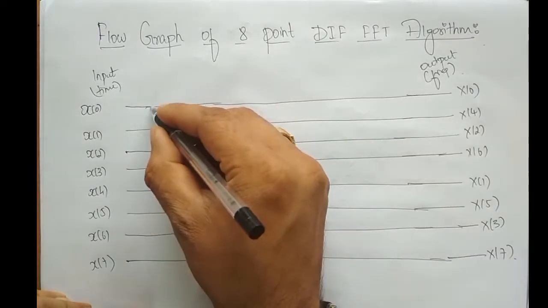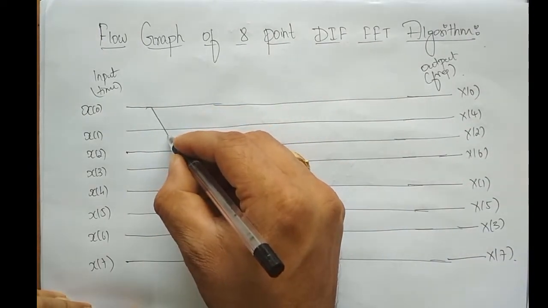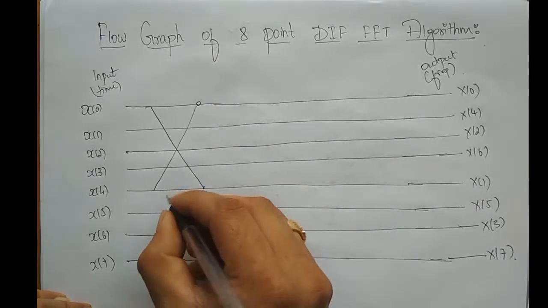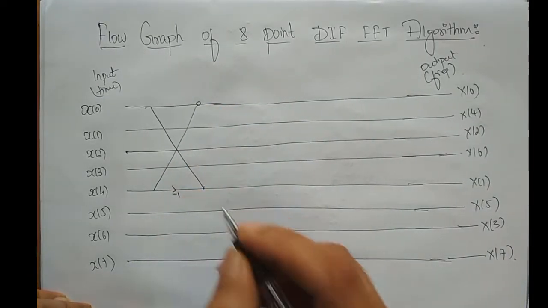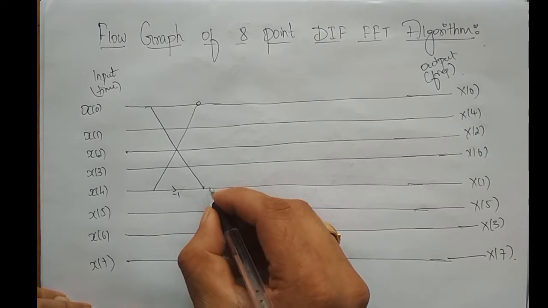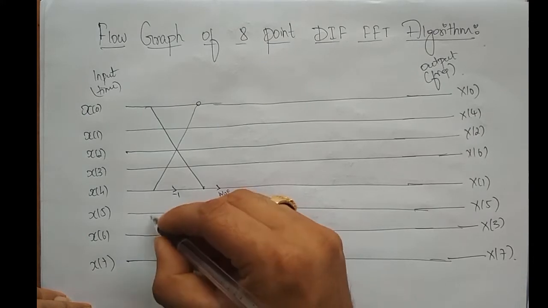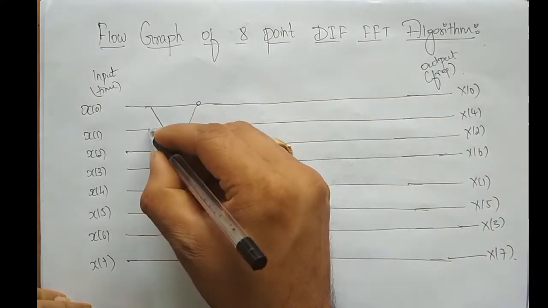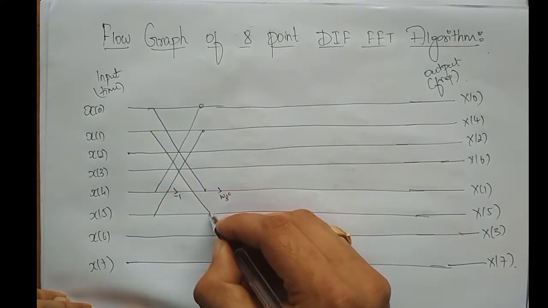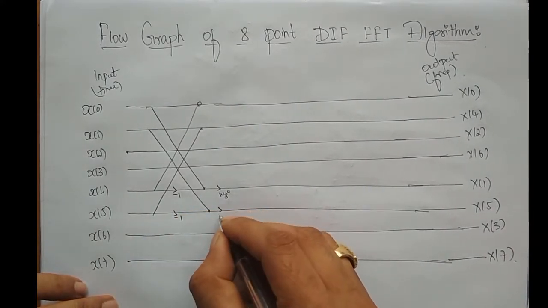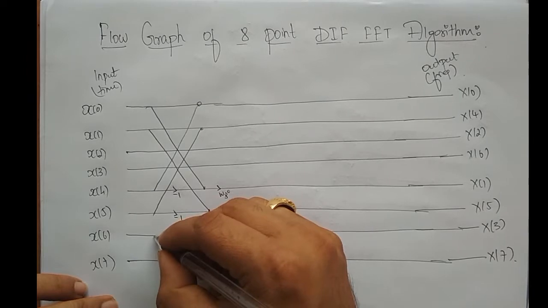So the first stage butterfly is between the first and fifth line. Lower middle leg multiplied by -1, lower right leg is multiplied with W8 power 0. So the next butterfly is between the second and sixth line. Again this is -1, this is W8 power 1.